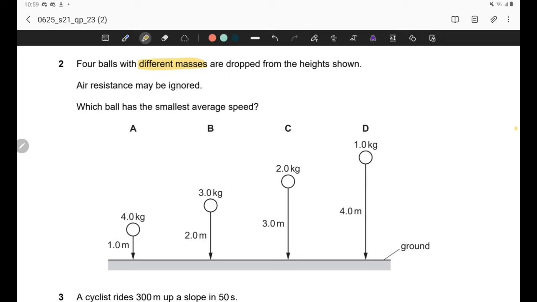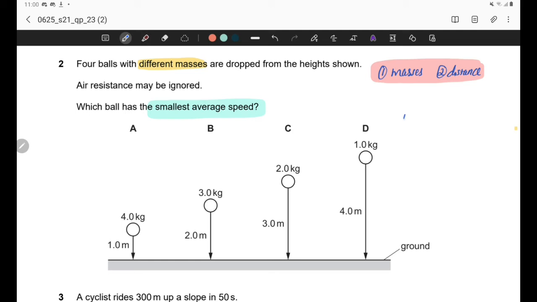And by looking at this figure we can understand they are falling from different heights also. So the balls with different mass and falling from different heights. And we need to check which ball has the smallest average speed. So for these balls, masses are different and the distance covered also different. So these 2 factors are different for different balls. So we need to check what will happen if the mass and distance changed. How it will affect the average speed.